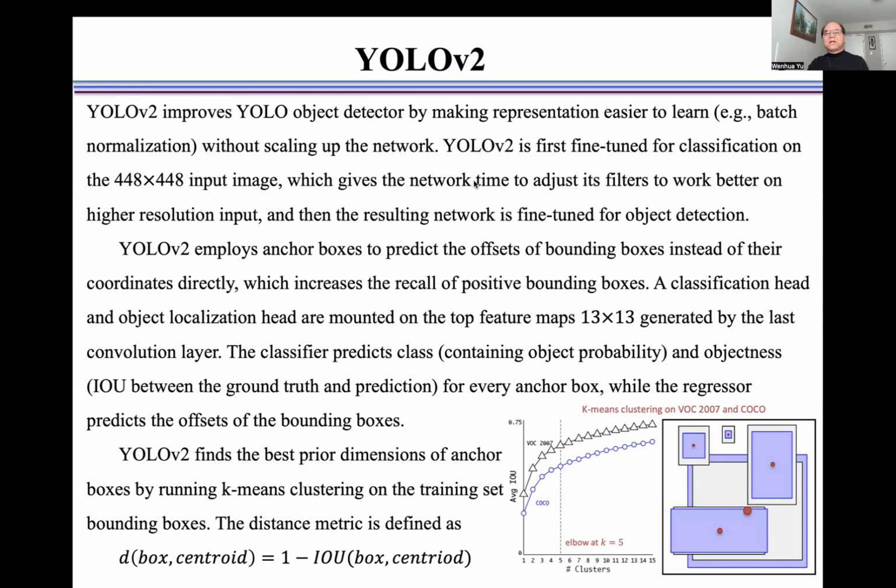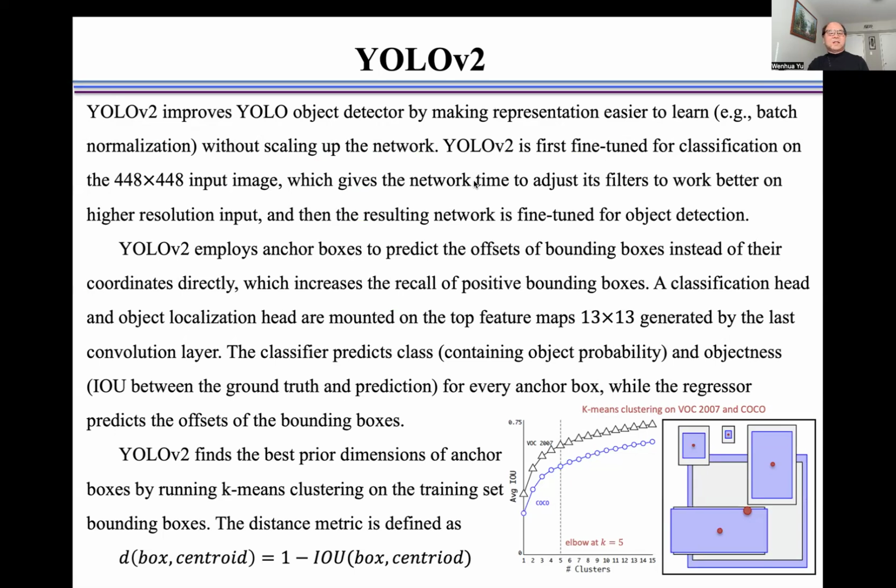YOLOv2 is further fine-tuned for classification on the 448 by 448 input image, which gives the network time to adjust its filters to work better on higher resolution input. And then the resulting network is fine-tuned for object detection. YOLOv2 employs anchor boxes to predict the offset of bounding boxes instead of their coordinates directly, which increases the recall of positive bounding boxes.